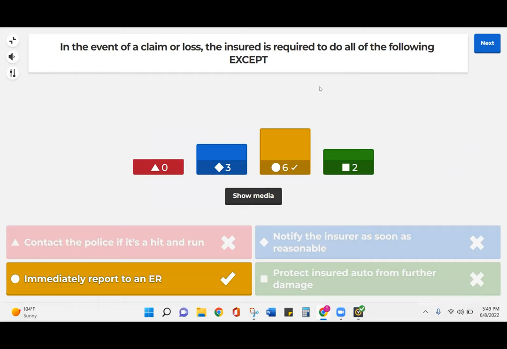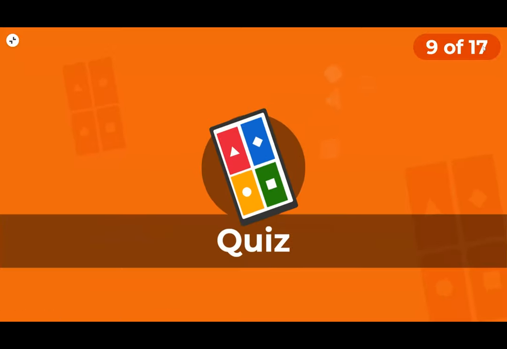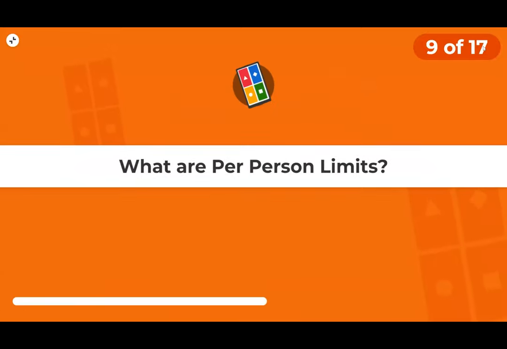If you got hit in the middle of the road, you got to move the car over. That's what they mean by protect the property from further damage. Get it out of the way. What you don't need to do is report to the ER because you may not even be injured. And even if you are injured, you don't have to immediately report.